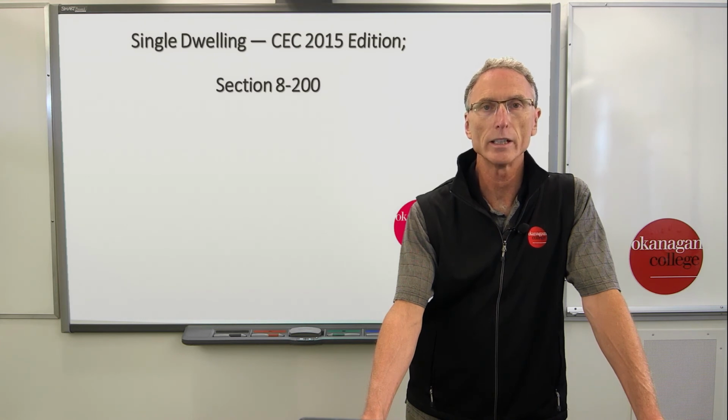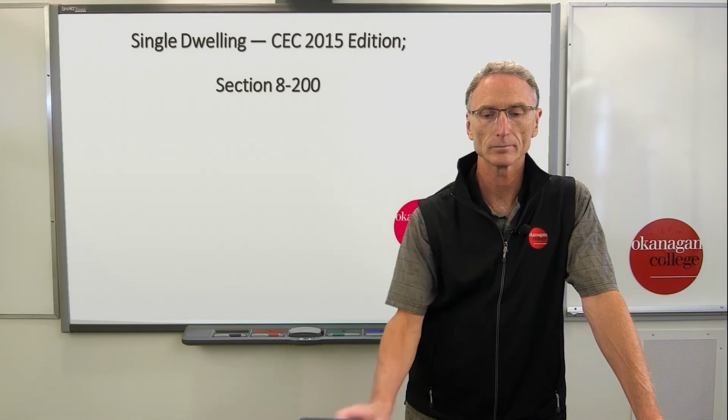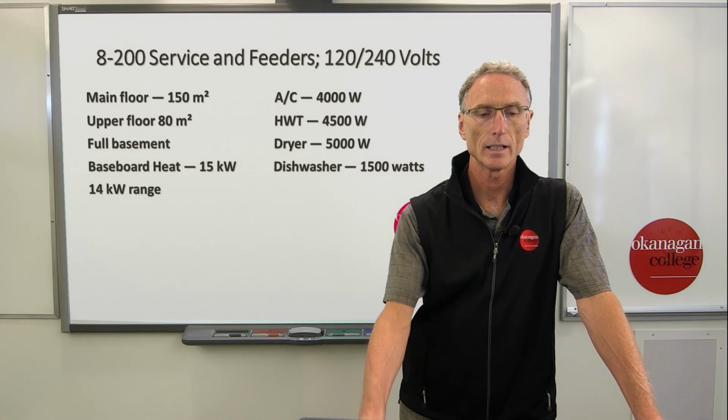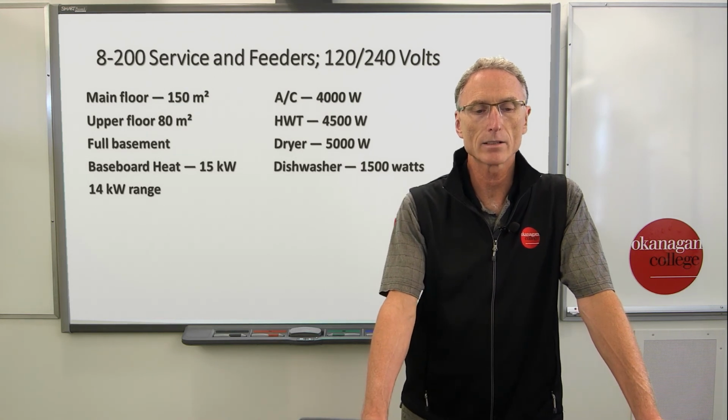The first thing we're going to need to know is all the loads in the house and the footage, the meter square dimension of the house. We're going to go to section 8200 for our calculations. This is the ampacity and the needs of our house.